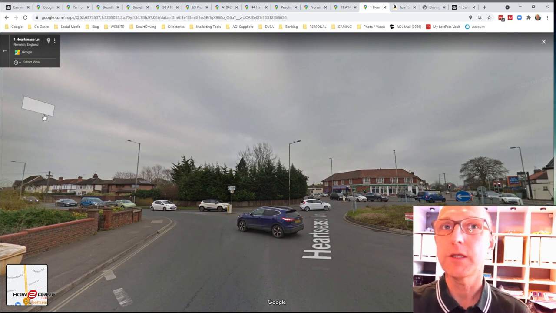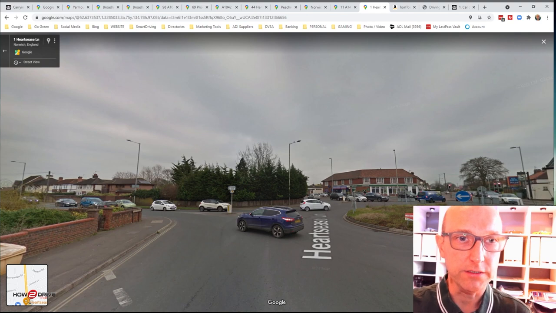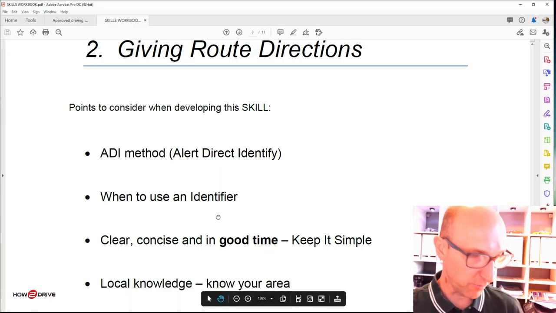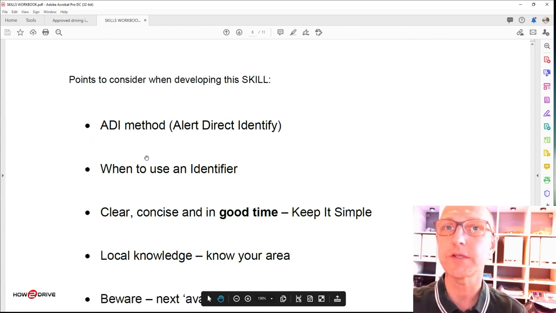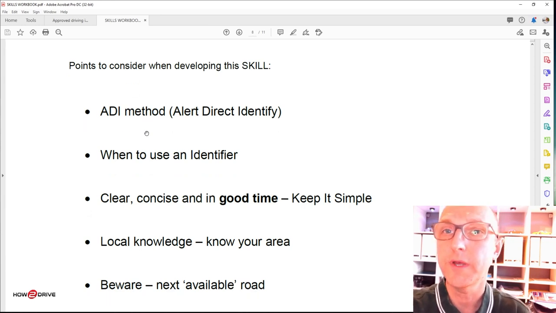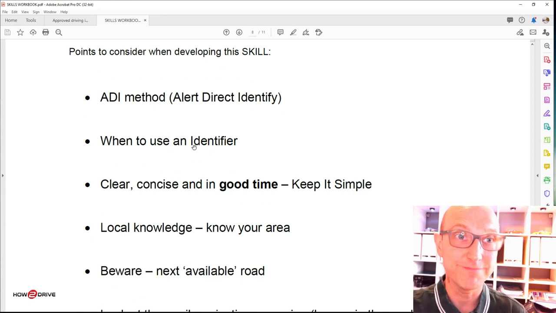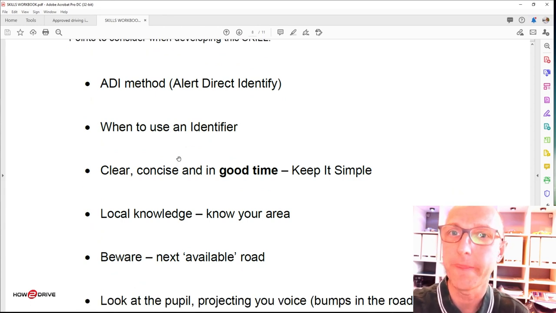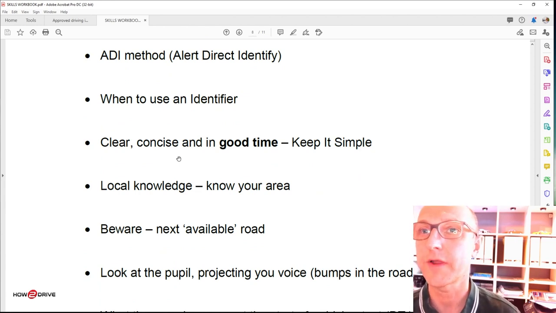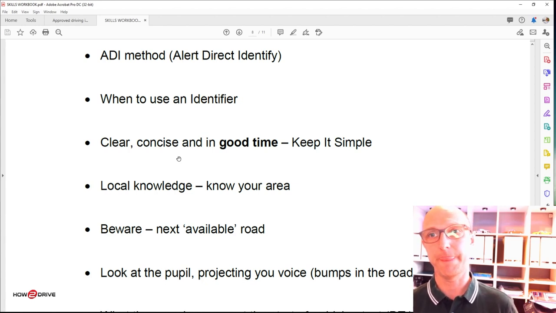So let's go back to my little agenda. Here we are. Okay, so what have we covered in there? So let's see how much of this we've covered. So we've talked about the ADI method and given some examples of alert, direct, and identify. We've talked about when to use the identifier, so when it's not obvious, that would help. We've talked about giving clear, concise directions and in good time, and keeping things simple.